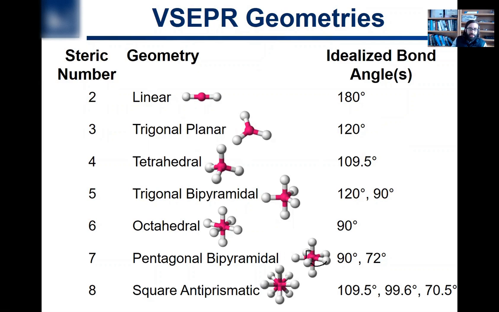Tetrahedral, steric number 4, 109.5. It's not just 360 divided by 4, because remember you're in three-dimensional space, and so three-dimensional geometry dictates that 109.5 and a tetrahedron are the best way. It's the only way that you can put 4 points in space and have them as far apart from one another as possible. Trigonal bipyramidal is 5. Steric number 6 is octahedral. And 7 is pentagonal bipyramidal. You may not have seen this before.